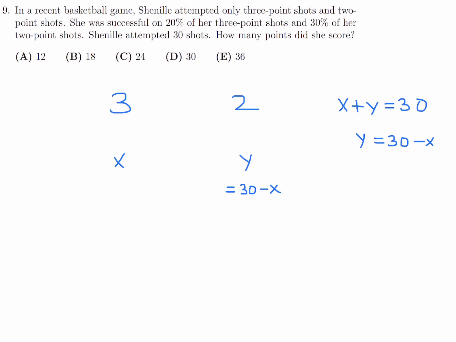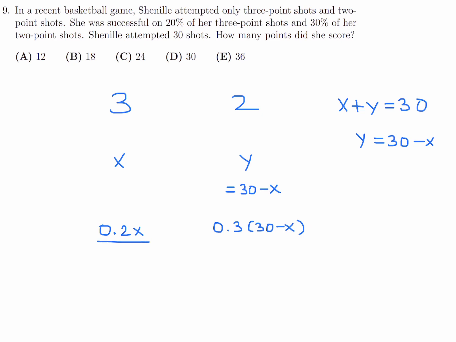Now, they tell me that 20% of her 3-point shots were successful. So that means 0.2 times X were successful. And then 30% of her 2-point shots were successful. So 0.3 times 30 minus X are the successful ones. And they want you to figure out the number of points she scored.